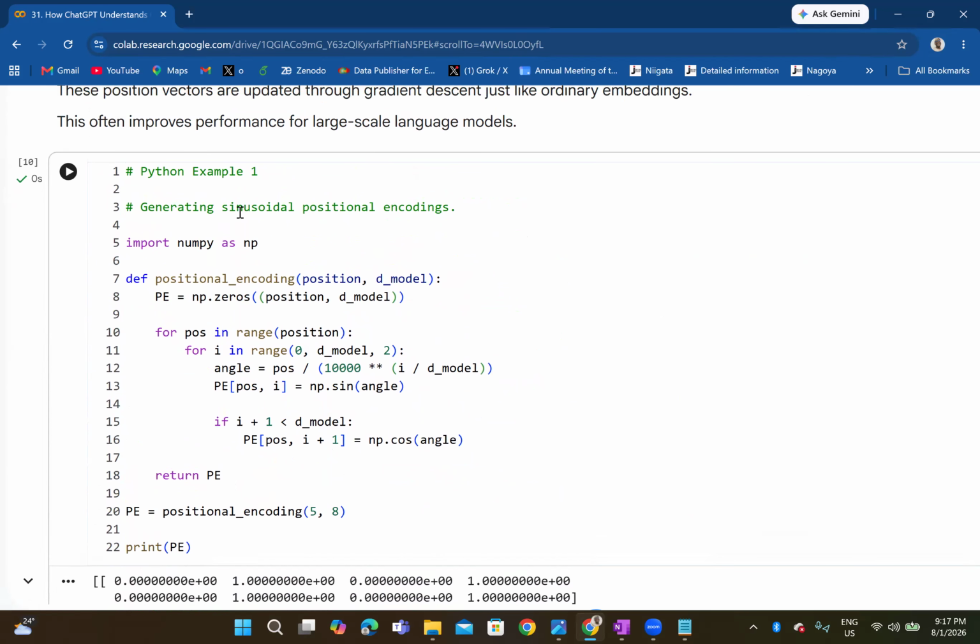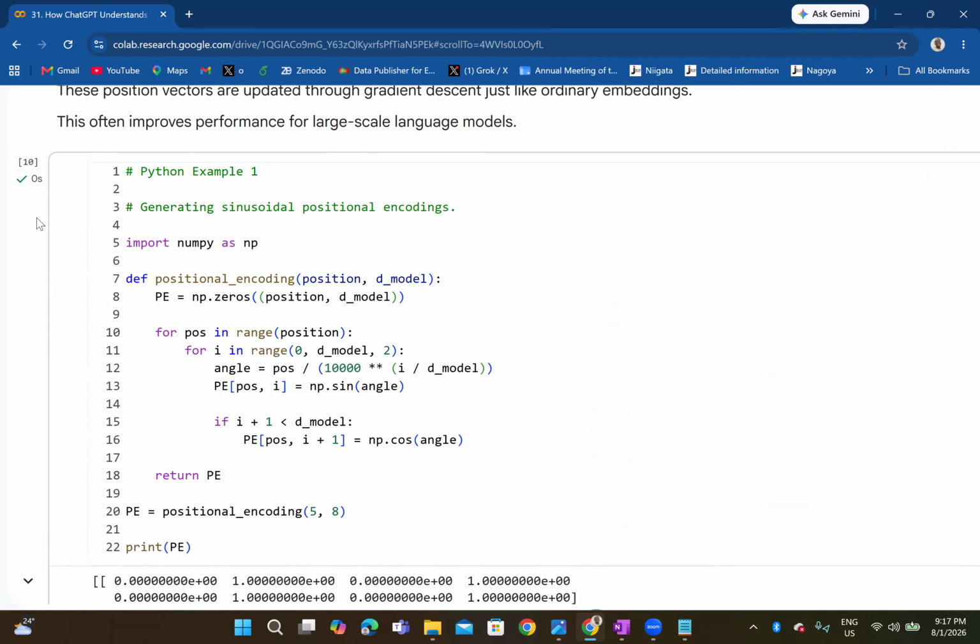Generating sinusoidal positional encodings, for instance. So import numpy as np. You define positional encoding with position and d_model. So the positional encoding is np.zeros with the position and the model dimension, and for position in the range of the position, for i in range 0 to d_model step 2, you have the angle and the positional encoding and all that.